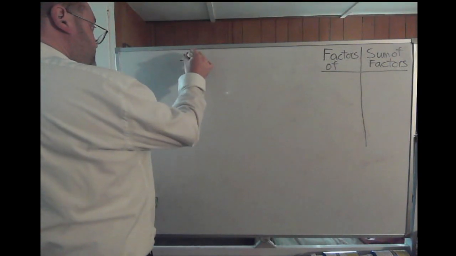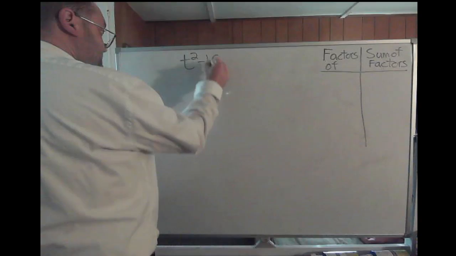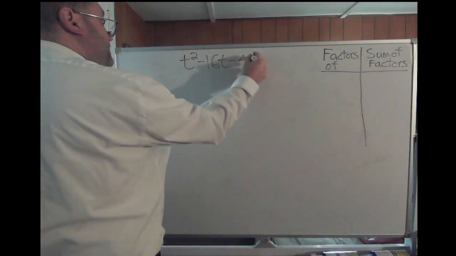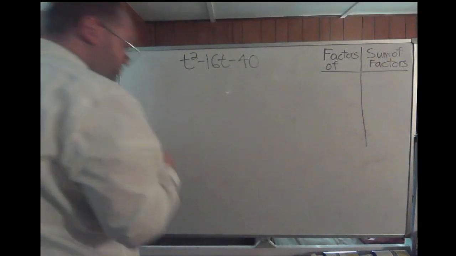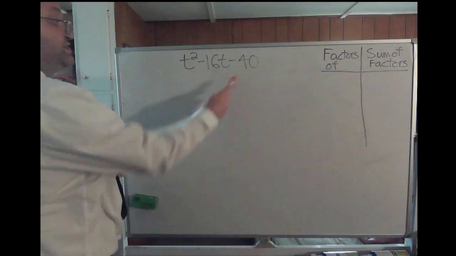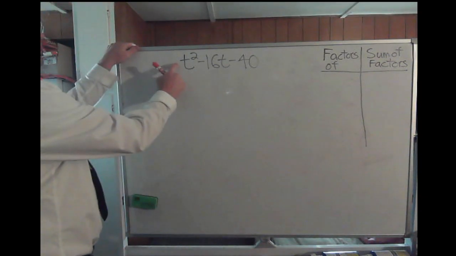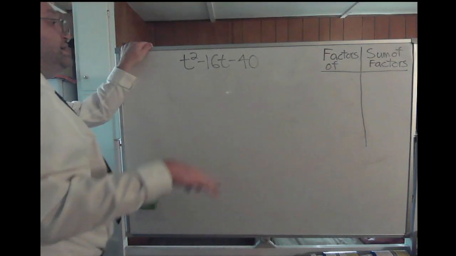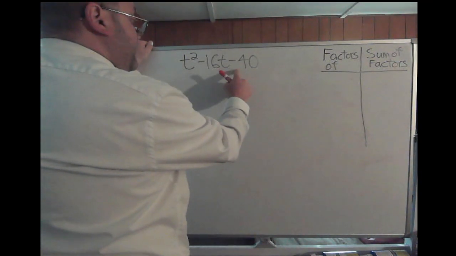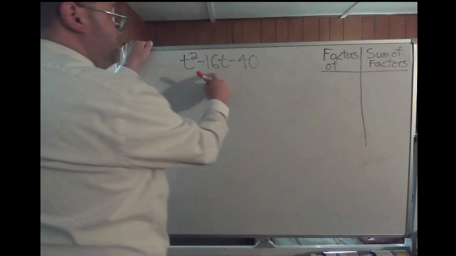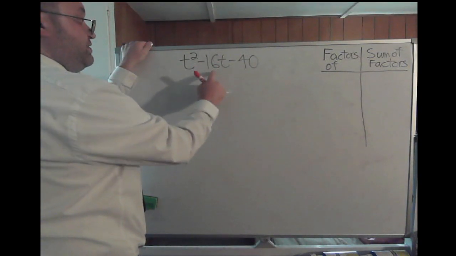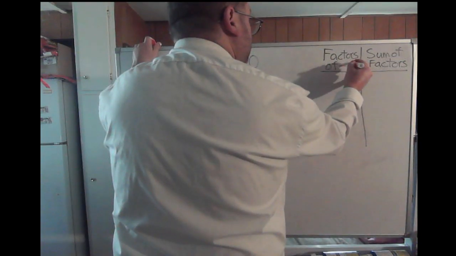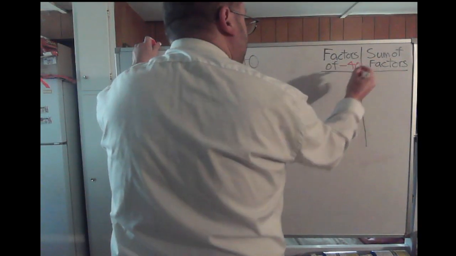We have t squared minus 16t minus 40. Well, the coefficient on the t squared term is 1, so that makes life easy. Now we just need to find factors of negative 40 that will give you the middle coefficient on the t to the first term of negative 16. So let's find some factors of negative 40.